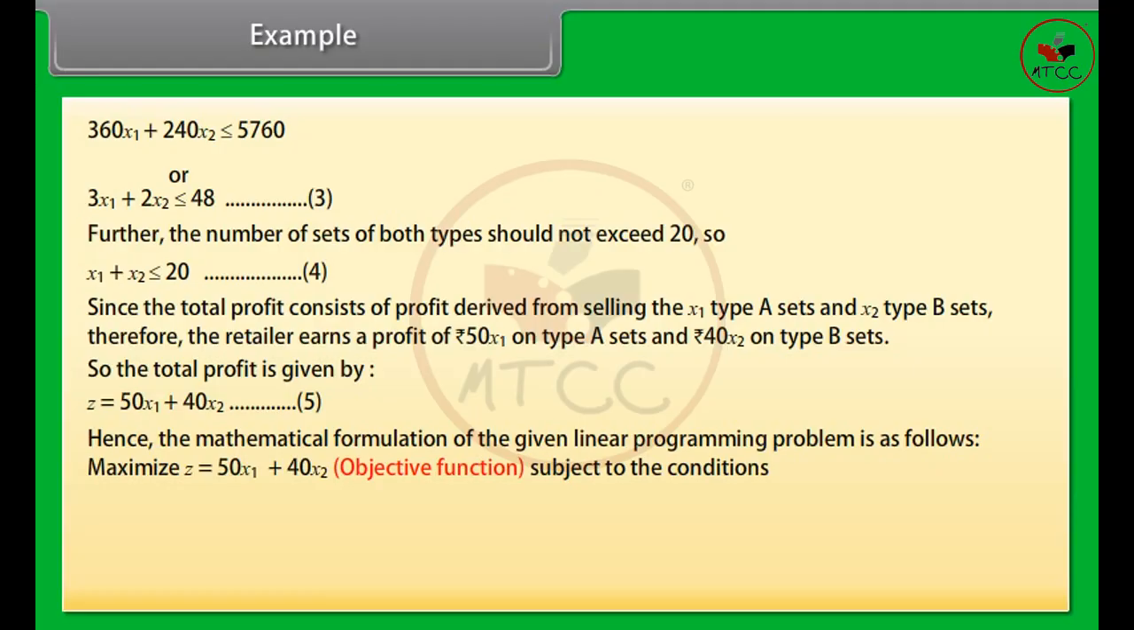Hence, the mathematical formulation of the given linear programming problem is as follows. Maximize Z equals 50x1 plus 40x2, subject to the conditions 3x1 plus 2x2 is smaller than or equal to 48, x1 plus x2 is smaller than or equal to 20, x1 is greater than or equal to 0, x2 is greater than or equal to 0.